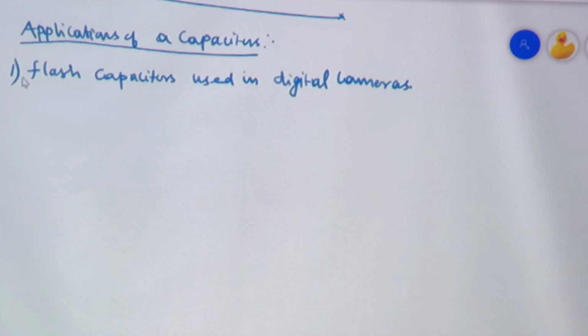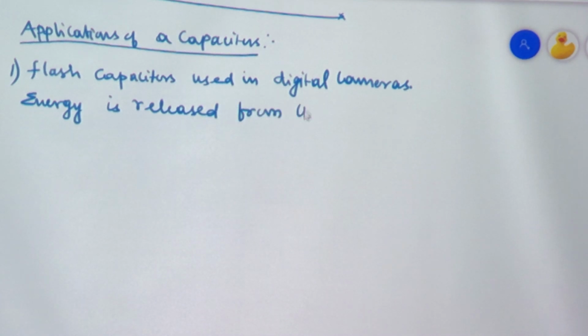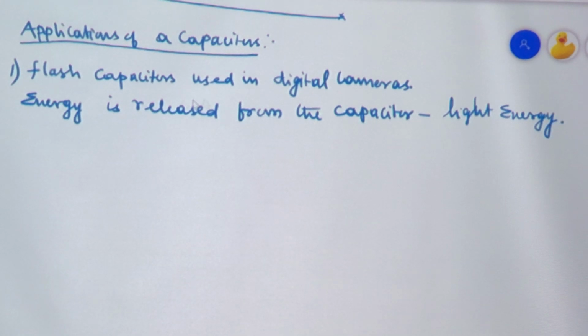During the discharge, energy is released from the capacitor when the click button is pressed or the discharge is made to take place. The energy released is given out in the form of light energy. So this we can consider as the first application.